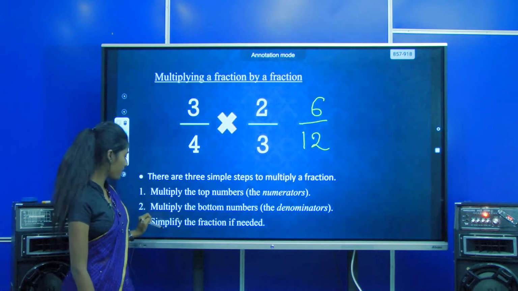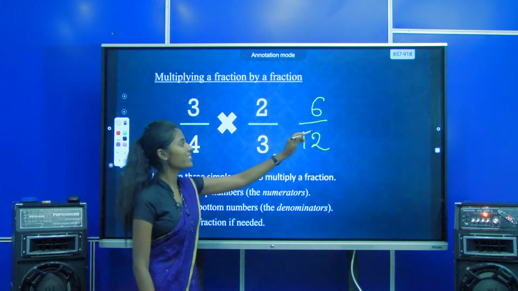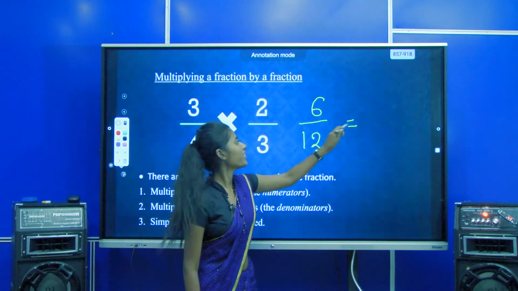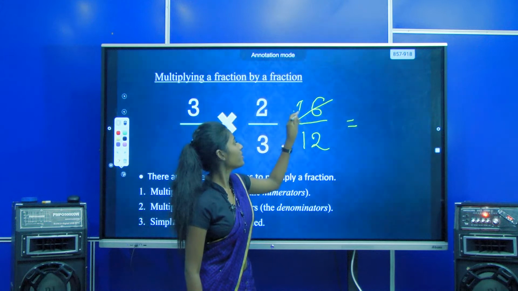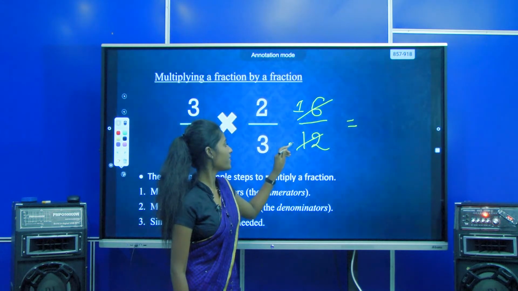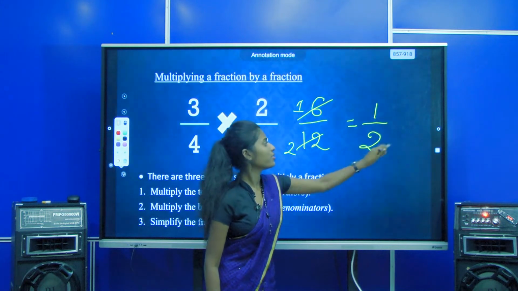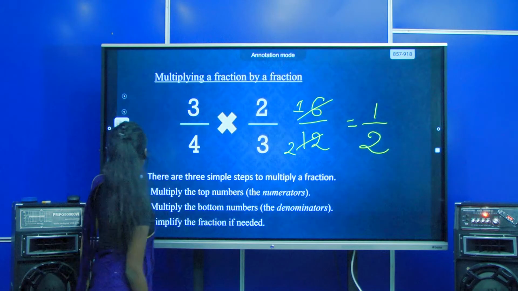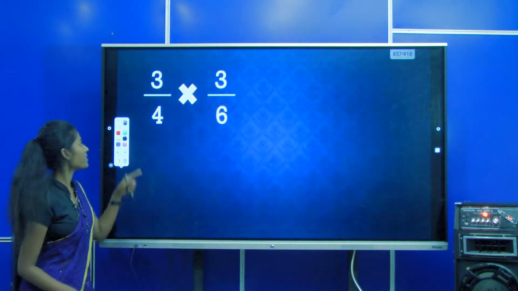Then the third step is simplify the fraction if needed. Here you can simplify it further. Yes, 6 you can divide by 6, and 12 by 6. Then the answer is 1 over 2. Okay, let's do some examples.